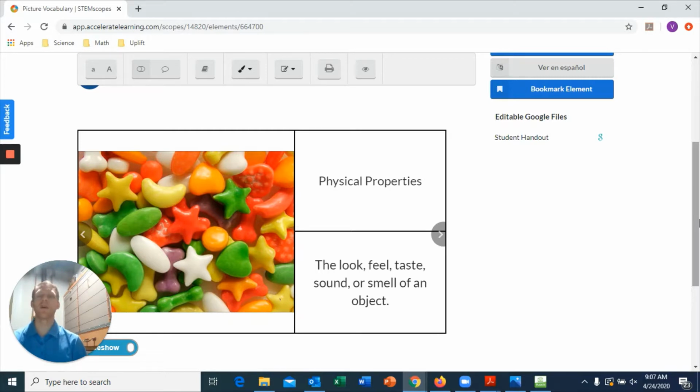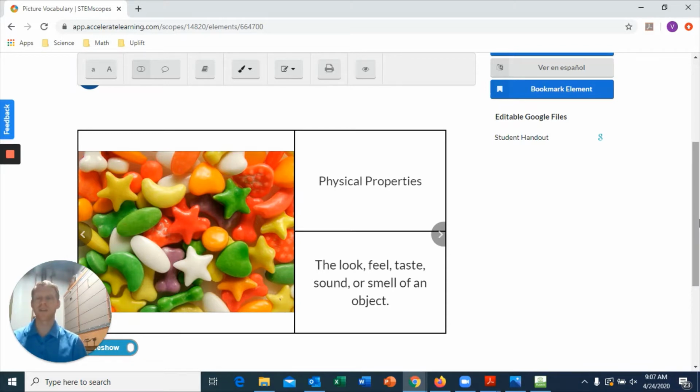Let's look at some other basic properties of matter that we're going to talk about today. The first one is its mass. An object can contain a lot of matter, for example, if you had a brick, or it can contain very little matter, for example, a feather. The brick has a lot more mass than the feather, even if they were the same size.